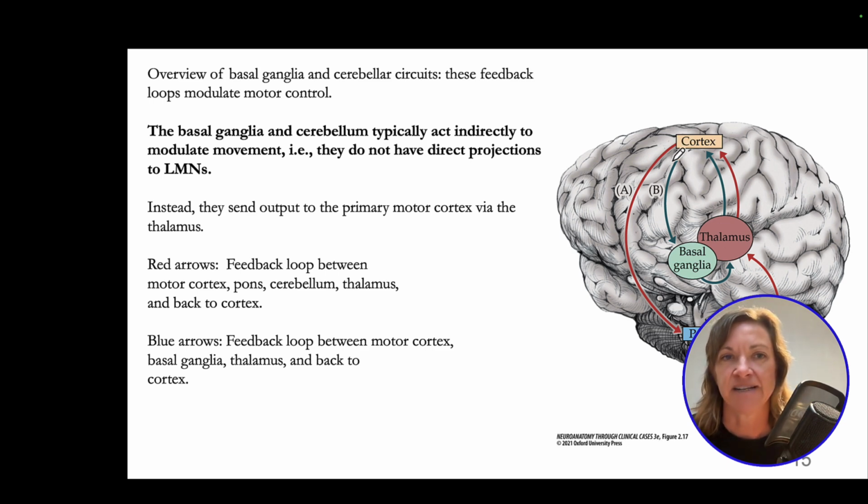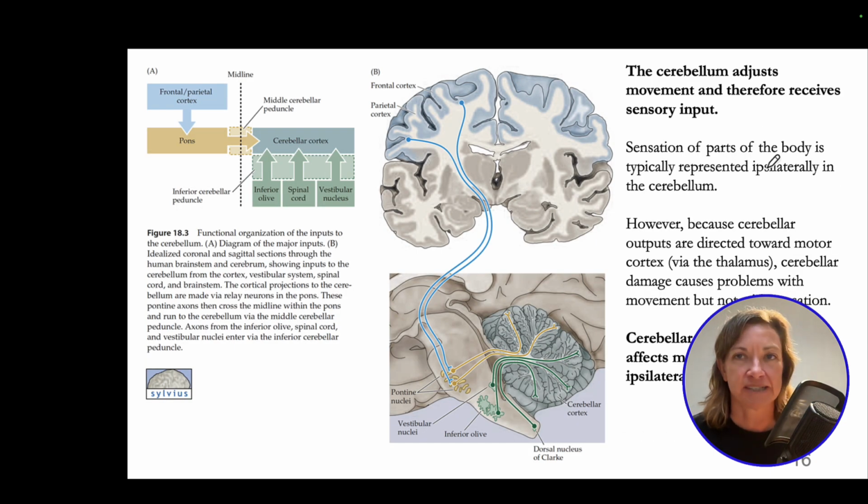So this is what you're looking at here. In red, you're seeing a feedback loop between motor cortex and pons, and cerebellum and cortex, right? That's the thalamic feedback loop, if you will. I know I'm drawing red on red, but we're doing the best. In the blue, you're seeing feedback loops between motor cortex, basal ganglia, and thalamus. And so via these feedback loops, the cerebellum and the basal ganglia indirectly modulate movement, but they do it in slightly different ways. Now, this is a complicated slide, and you don't need to know all of the details yet.